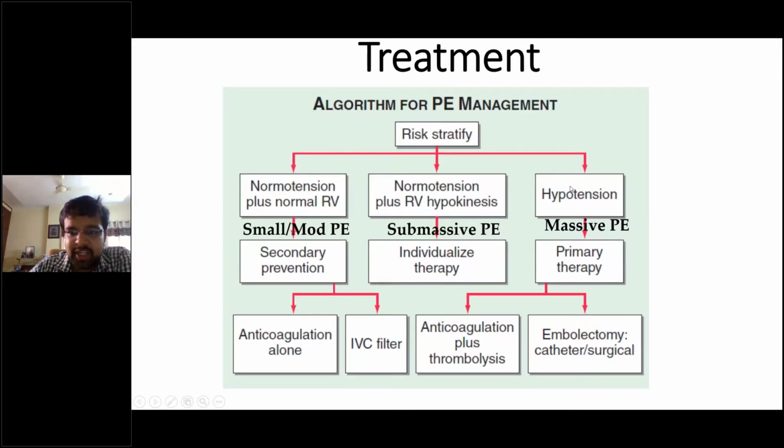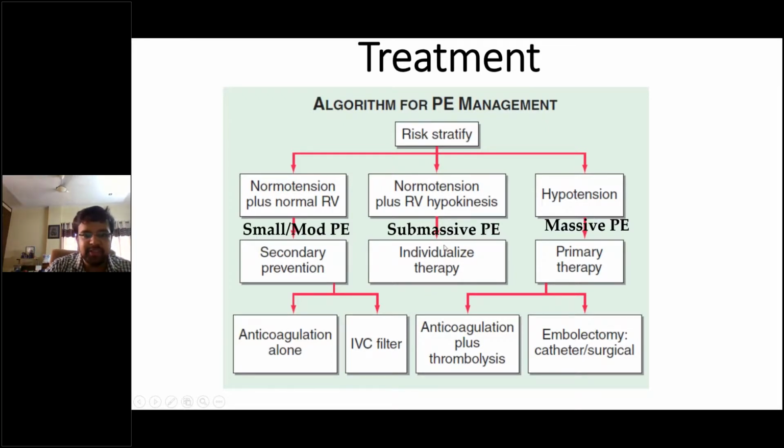Okay. The primary therapy for pulmonary embolism would be embolectomy or anticoagulation plus thrombolysis. So we can either refer him to the cardiothoracic surgeon and he can do embolectomy, which can be catheter based or surgical, or we can give anticoagulation plus thrombolysis. What do we give in thrombolysis? We give tissue plasminogen activator. We give RTPA, the dose is 100 mg over 2 hours. Thrombolysis or embolectomy is to be done in massive pulmonary embolism.